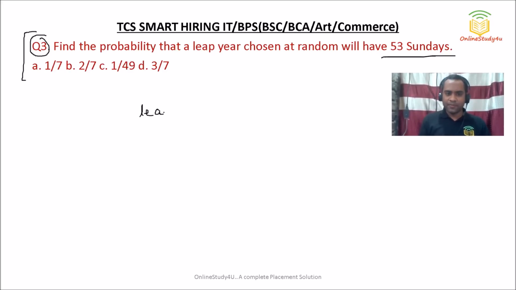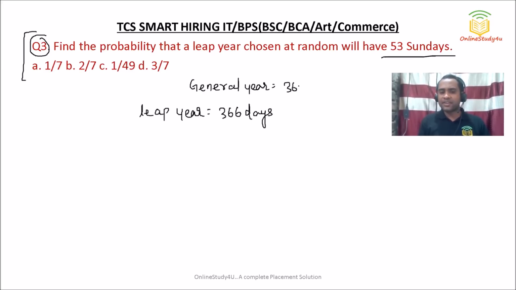So friends, you know a leap year will be having what? 366 days. That is the difference between a leap year and a general year. A general year will be having 365 days, whereas a leap year will be having 366 days. So you need to find out the probability that a leap year chosen at random will have 53 Sundays. Now friends, in a week, how many days will be there? In a week, we will be having total 7 days.